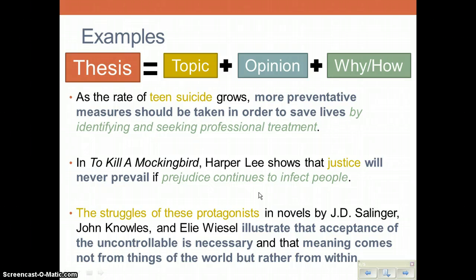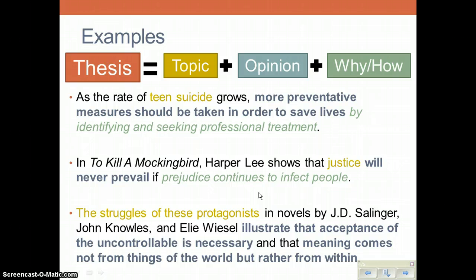Okay, and you'll see that the topic is the struggles of the protagonists, and then they go ahead and list the authors of the three novels. And then you'll see that the opinion, when you just kind of zoom out a little bit, there's a lot of blue there. And so they have to prove, number one, that they illustrate that acceptance of the uncontrollable is unnecessary, and then number two, that meaning comes not from things of the world, but rather from within. This is a really meaningful and insightful idea.